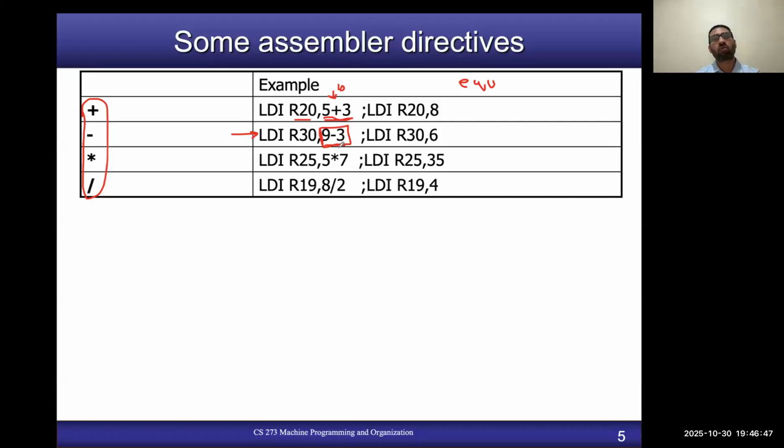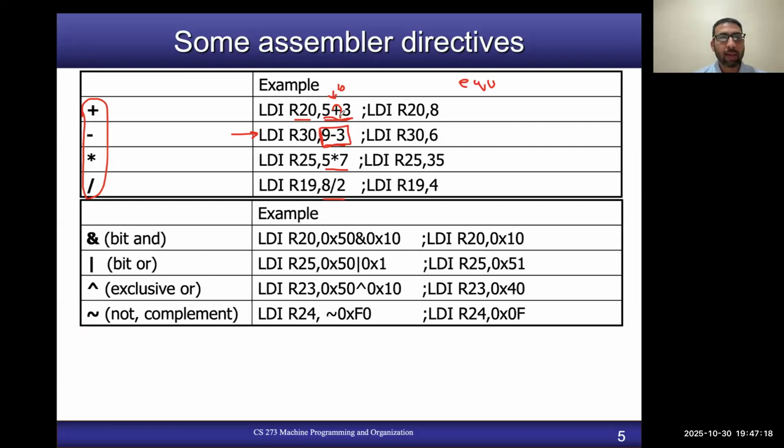And then that instruction will be executed by your microcontroller. Same is the case here: 5 times 7 will be replaced with 35, and 8 by 2 will be replaced by 4, right? So you can use an expression as the second operand in your load immediate instruction, or anywhere you are allowed to use the immediate operand, like for example in add immediate, AND immediate, OR immediate, or subtract immediate.